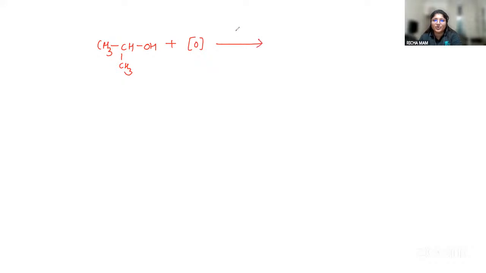We have done this with respect to primary alcohols. Now let me take a secondary alcohol. Let me take propanol, CH3CH(OH)CH3. I am going to do oxidation with the help of chromic acid. What is happening here? Hydrogen will be removed and you are going to get a ketone, you are going to get acetone.